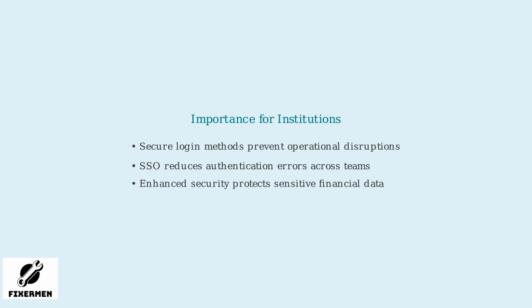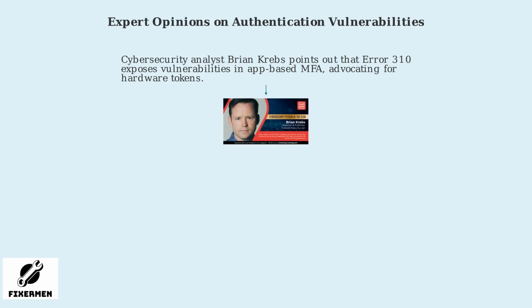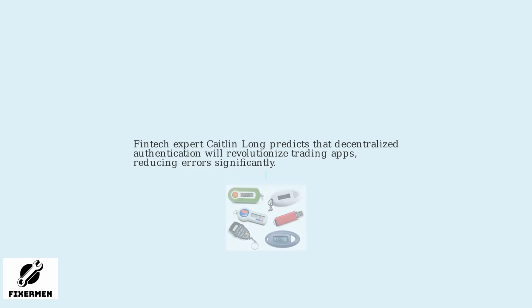Single sign-on not only prevents authentication errors, but also strengthens overall security by centralizing access control and reducing the risk of unauthorized access to sensitive trading platforms. Cybersecurity analyst Brian Krebs points out that Error 310 exposes vulnerabilities in app-based MFA, advocating for hardware tokens. Fintech expert Caitlin Long predicts that decentralized authentication will revolutionize trading apps, reducing errors significantly.